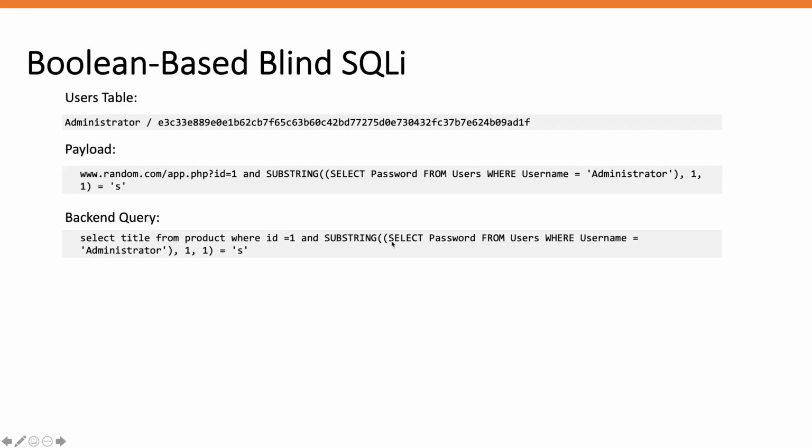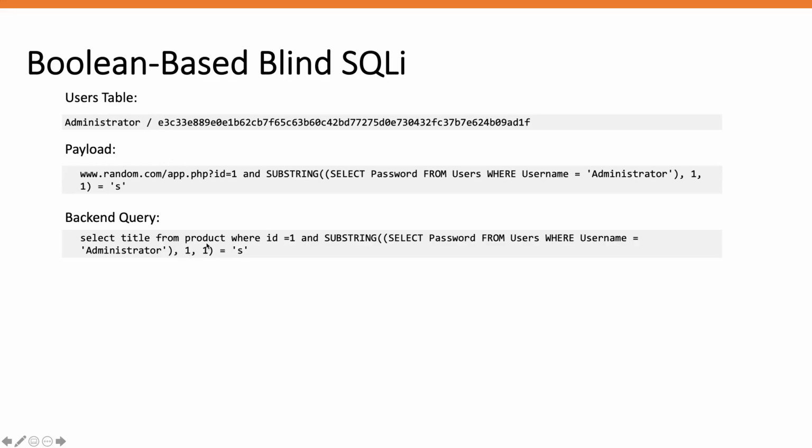So in this case, I'm saying that the string to extract from is the output of this query. So select the password from the users table where username is equal to administrator. This query will output this hashed string over here. And then I'm asking it to extract the first character in the string and only one character. And so it will extract the first character over here of the hashed password.